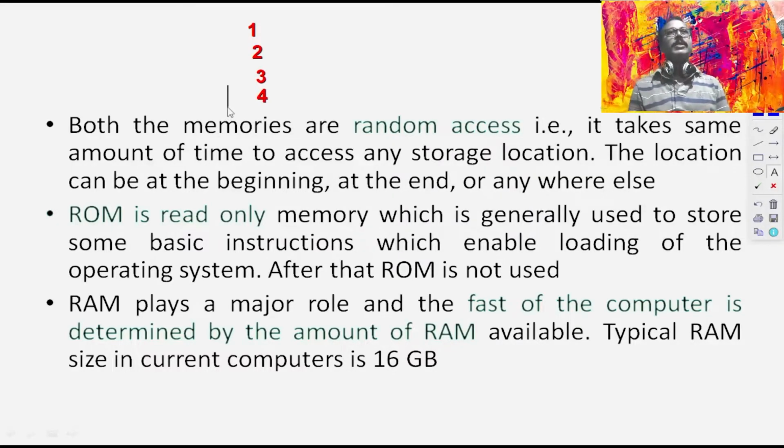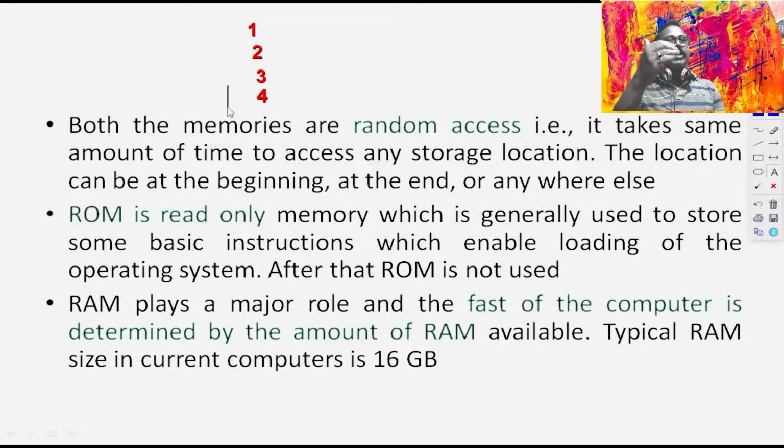To access the instruction, that's why it is called random access. And also you can access any instruction in any order. That is randomness. Any instruction in any order. That means you can first go to the first instruction and then you can directly go to the fourth instruction.